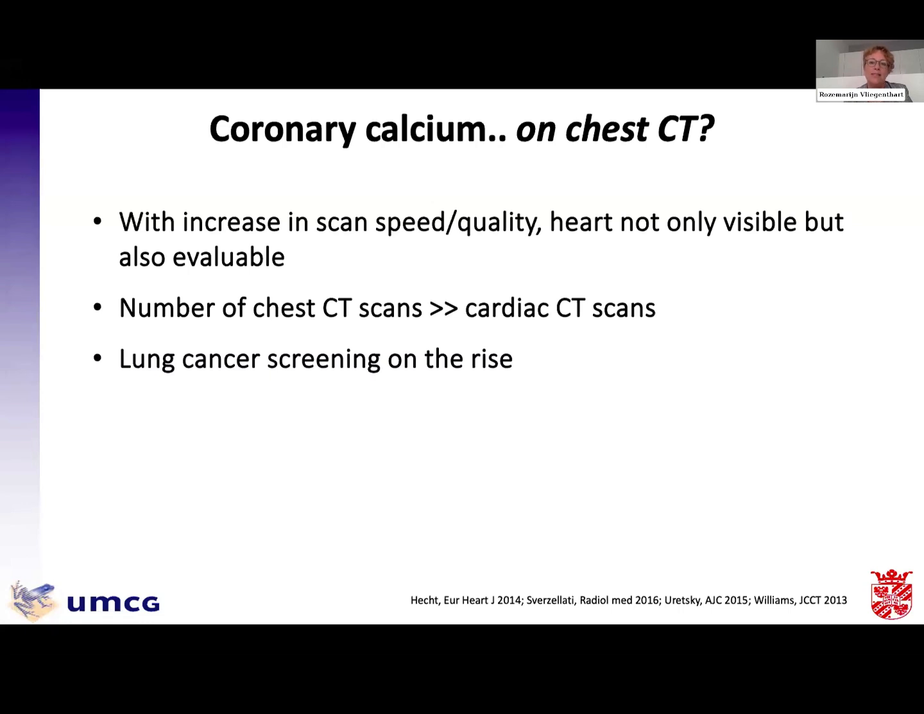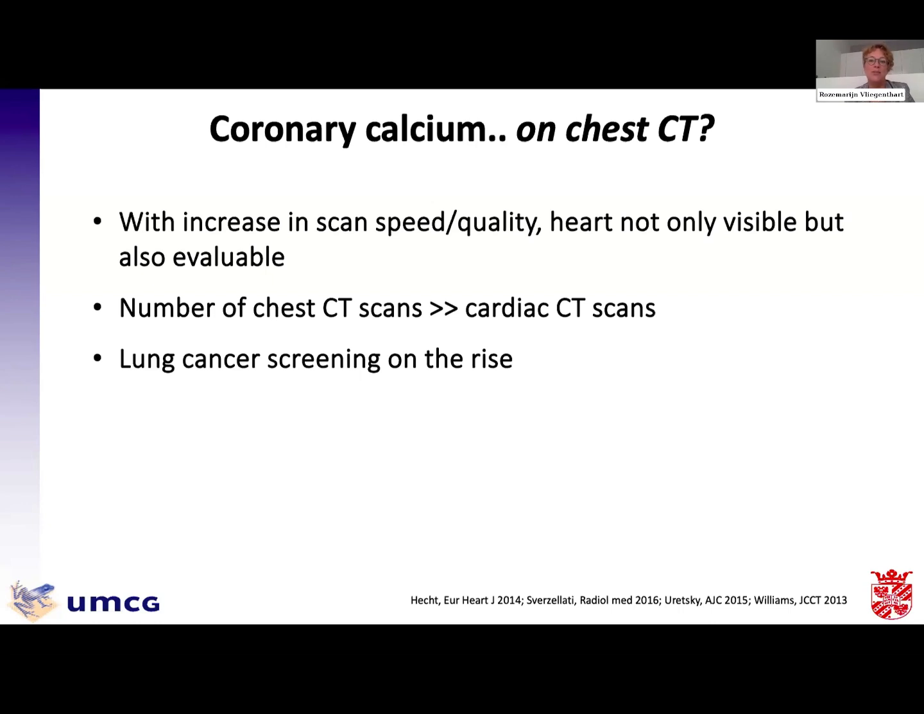And with the increase in scan speed and quality, we often see much more of the heart than on prior generations of scanners. So in quite many scans, we can now see the heart with very limited motion.